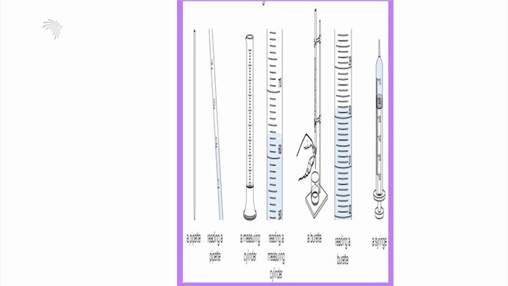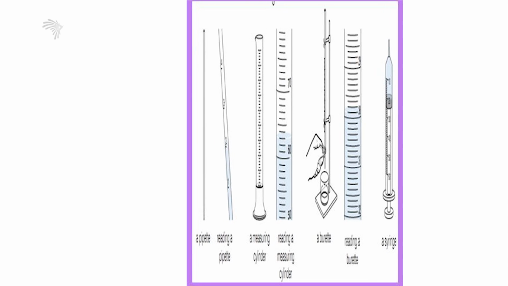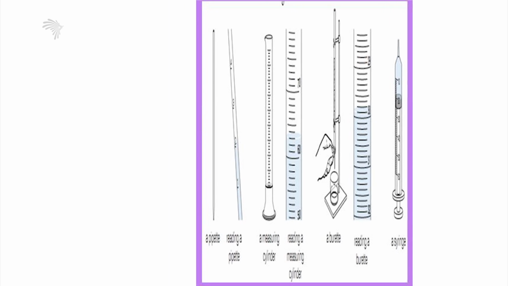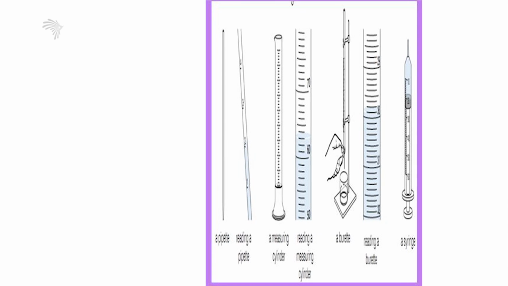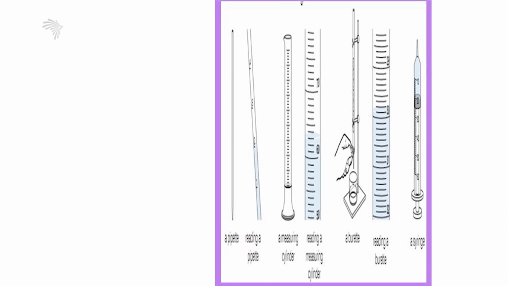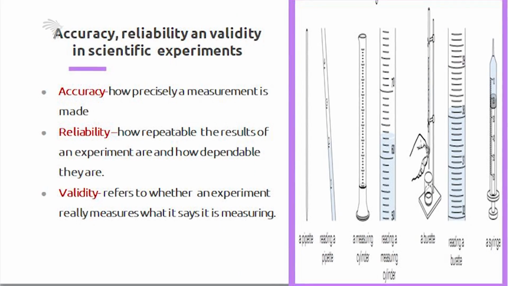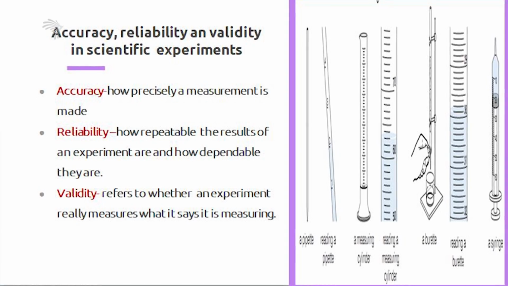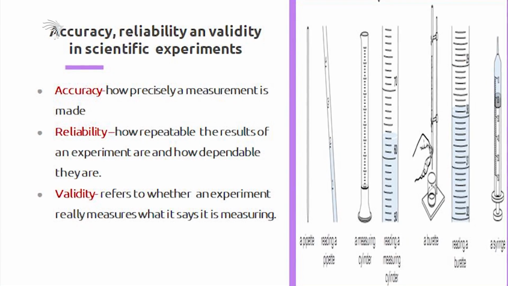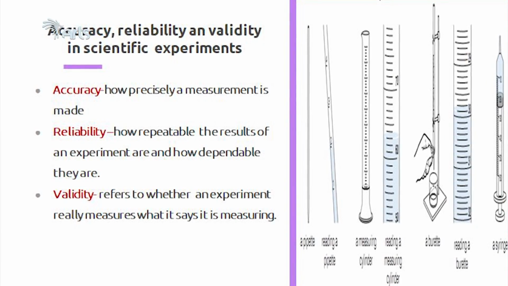So validity refers to whether the experiment measures what it wants to measure. The scientist gives validity to his experiment when he gets consistent results by controlling other factors. So accuracy, reliability, and validity also appear in experimental work. Likewise, the cause and effect.